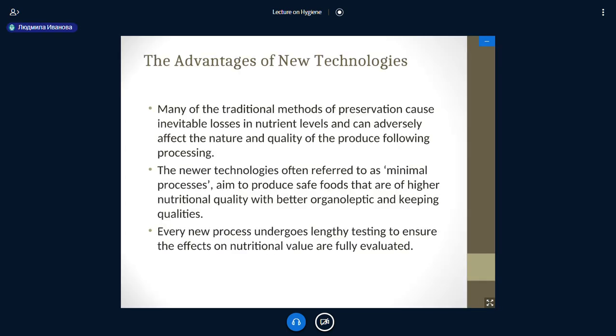The advantages of new technologies: many traditional methods of preservation cause inevitable losses in nutrient levels and can adversely affect the nature and quality of the products. The newer technologies give us more opportunities for minimal processing, and at the same time they aim to produce safe foods that are of higher nutritional quality with better organoleptic and keeping qualities.